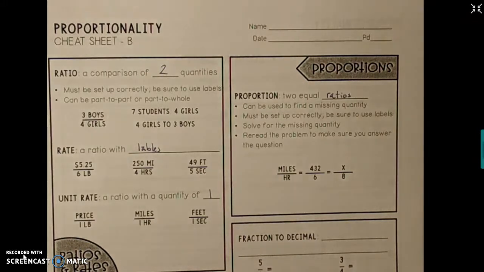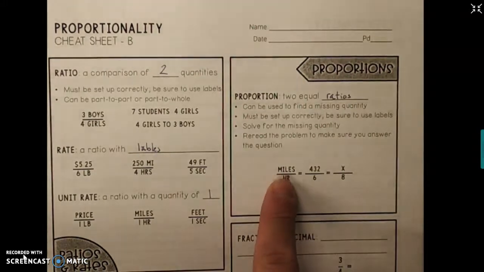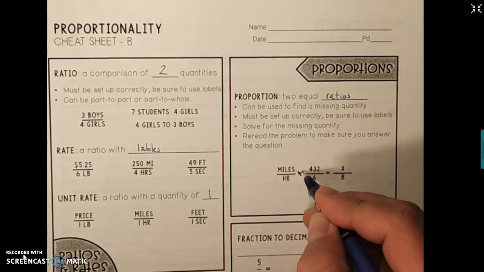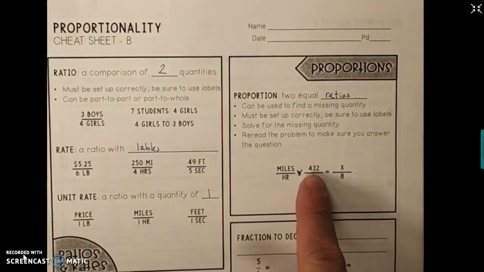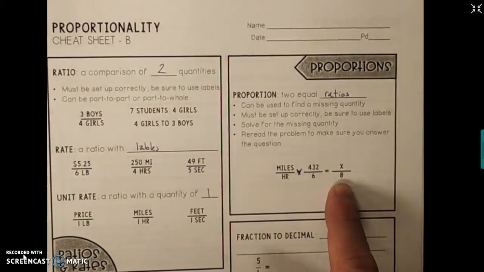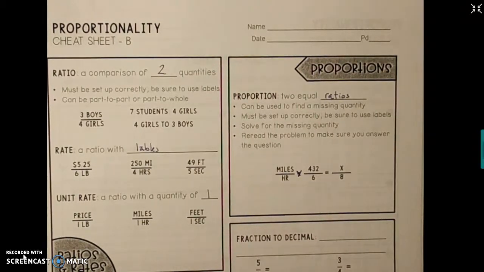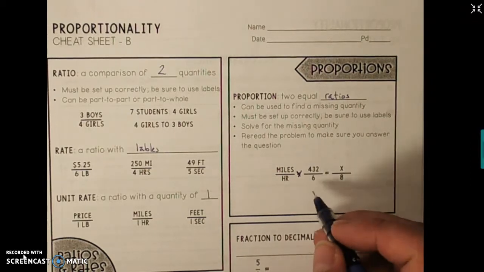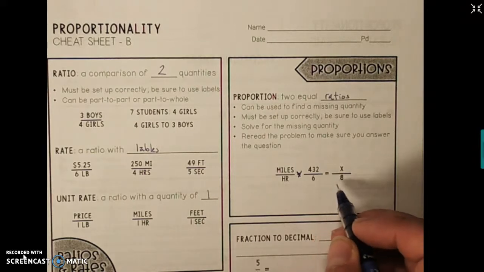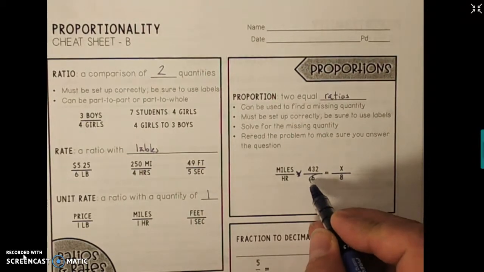You need to reread the question to make sure your answer addresses the question. So we have miles to hours, and I wouldn't put that equal sign there, but you can if you want to. We have 432 miles to 6 hours. The question would be something like, how many miles would we drive in 8 hours? We can see if there's a simple scale factor, which I don't see. So if there's not a simple one, we can cross multiply.